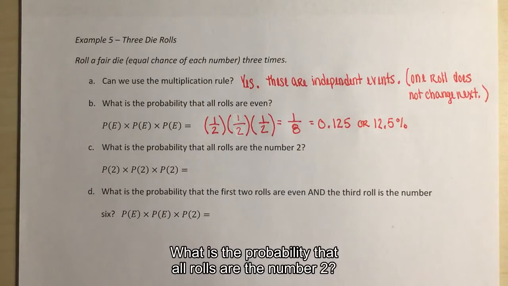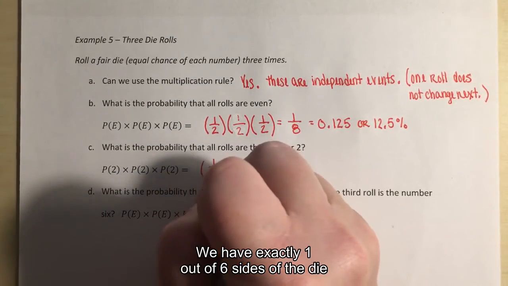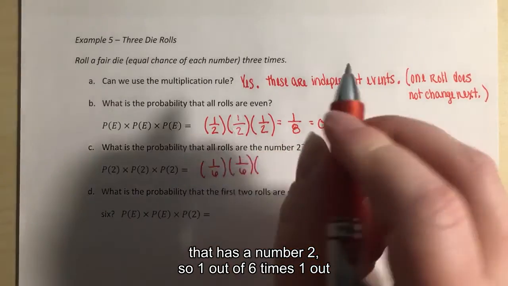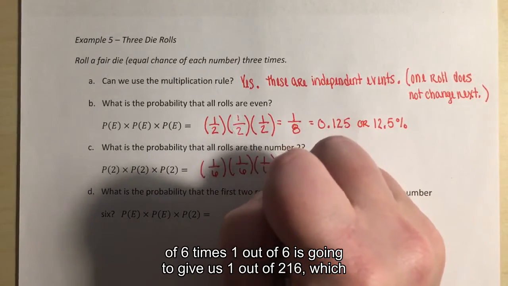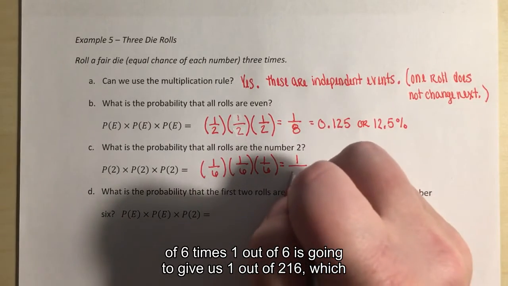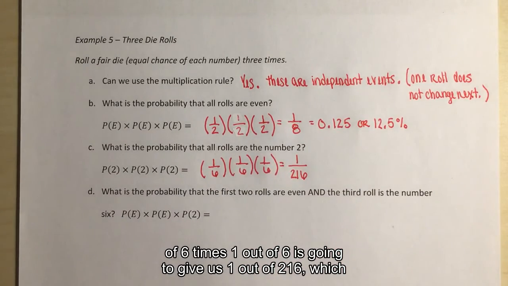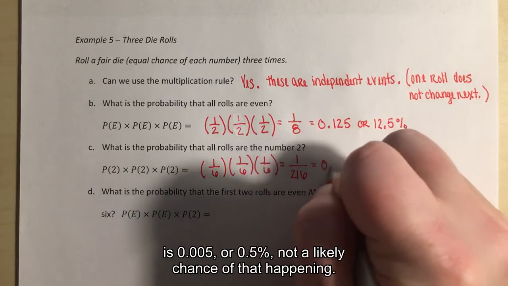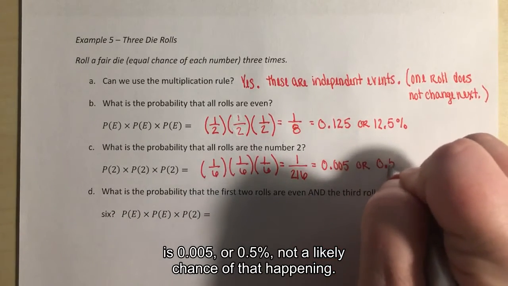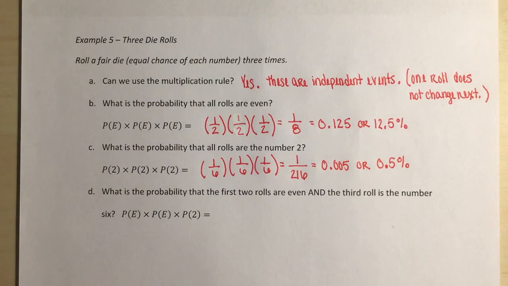Right? What is the probability that all rolls are the number 2? Well, we have exactly 1 out of 6 sides of the die that has a number 2. So 1 out of 6 times 1 out of 6 times 1 out of 6 is going to give us 1 out of 216, which is 0.005 or 0.5%. Right? Not a likely chance of that happening.